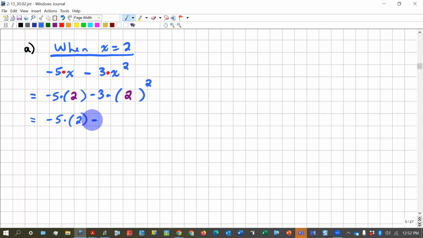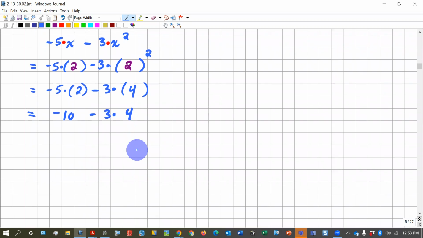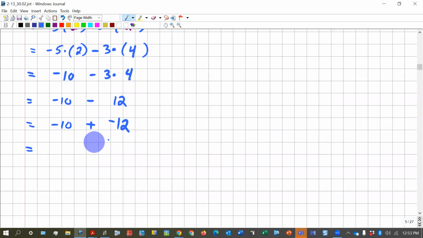We do exponents before we multiply or subtract. 2 times 2 is 4. We multiply from left to right. -5 times 2 is -10. 3 times 4 is 12. Subtracting a positive is the same as adding a negative. These are both on the negative team, so this time they join forces.